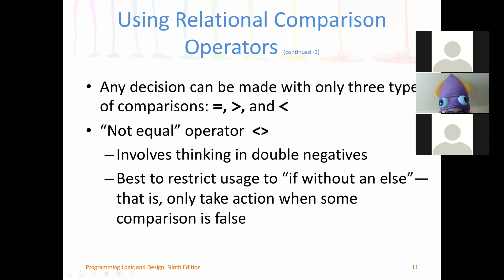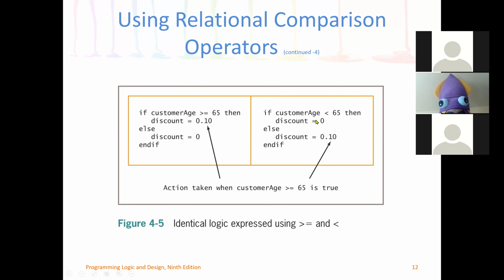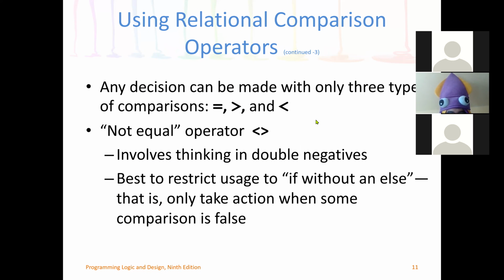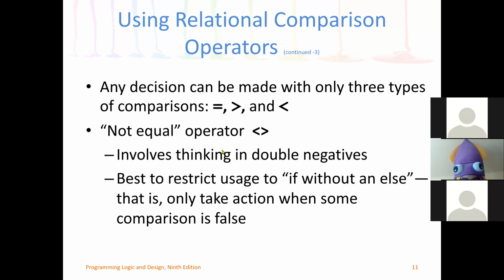So here we say that any decision can be made with only three types of comparison operators: either equal, greater than or less than, or not equal. And we say this best restricts usage to if without an else. If we have no else, that means we only take action when some comparison is false.